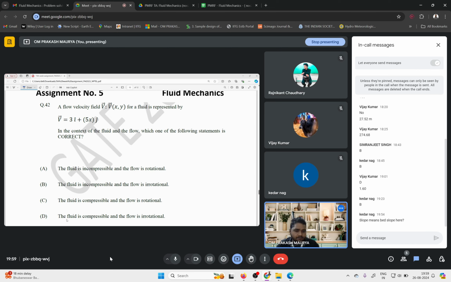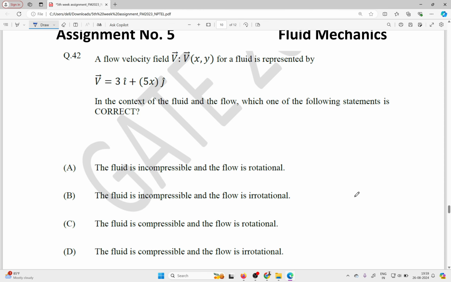Okay, you have 1 minute more. You just try to solve, then I will show you. Here you can apply the continuity equation or whatever rotation equation is given. Actually, I don't know whether this part is covered in your NPTEL course. Okay, let me show you how you will calculate.